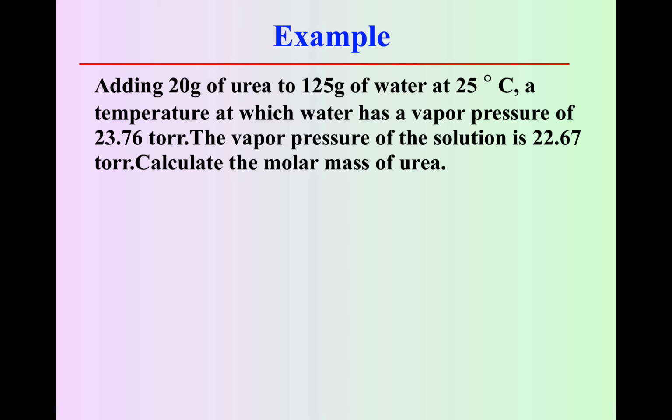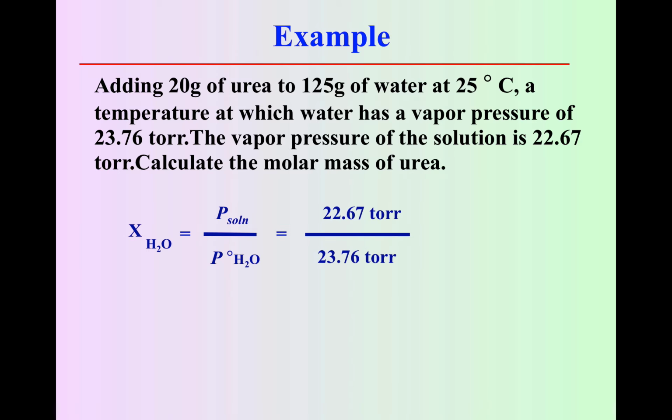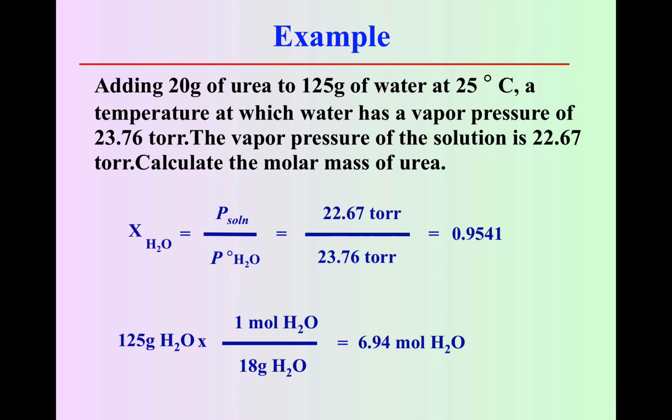So if I know what the vapor pressure of the solution is, and I know what the pure vapor pressure would be, what I'm able to get out of that is the mole fraction of the water. Moles of water divided by total moles. So if I know how many grams of urea I had and how many grams of water I had, I can use the molar mass of water as a conversion factor to get to moles of water.